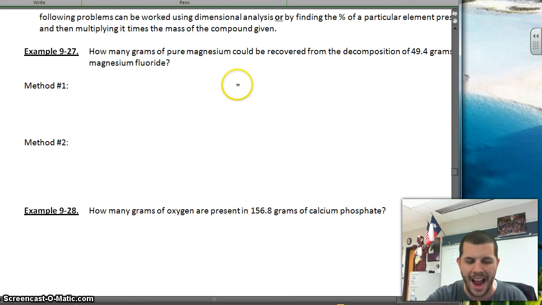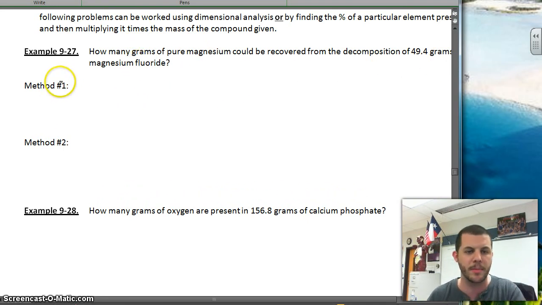Let's take a look at how we can use percent composition to help us out with some different things. So this says, how many grams of pure magnesium could be recovered from the decomposition of 49.4 grams of magnesium fluoride? Now the first method is to use dimensional analysis. You already know how to do dimensional analysis. We've done a ton of it. I want to show you how you can use percent composition to find out the same thing.